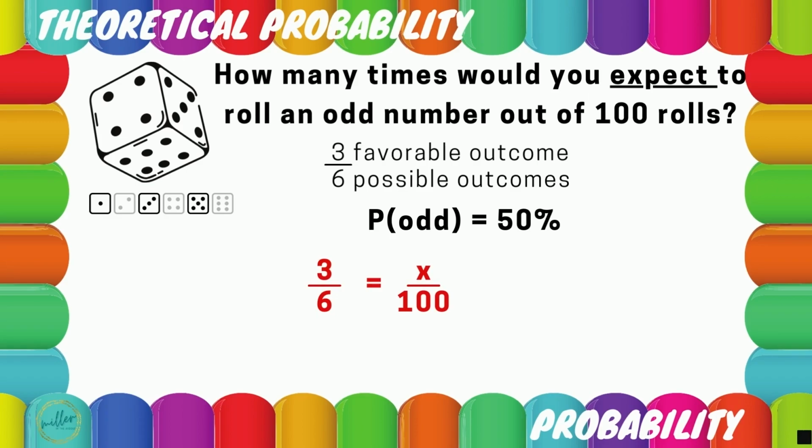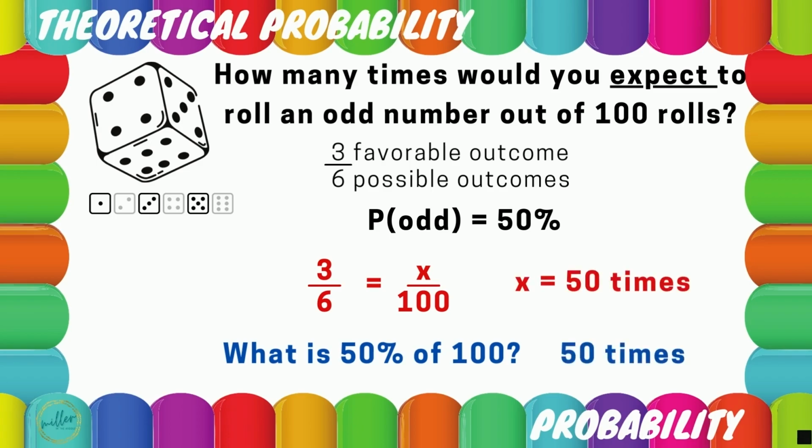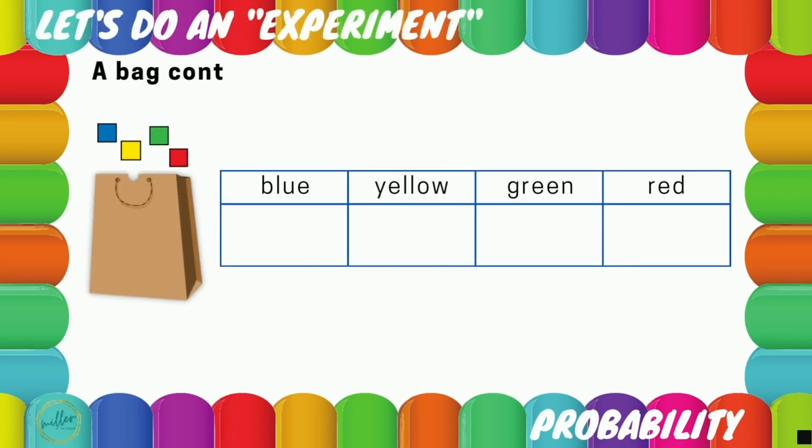As a proportion, we might set up 3/6 equals what out of 100, or 1/2 equals what out of 100. Either one will give you the same answer. Or, of course, what is 50% of 100? And no matter which way you solve this, you're going to get 50. So how many times would you expect to roll an odd number out of 100 rolls? You can expect to do that 50 times.